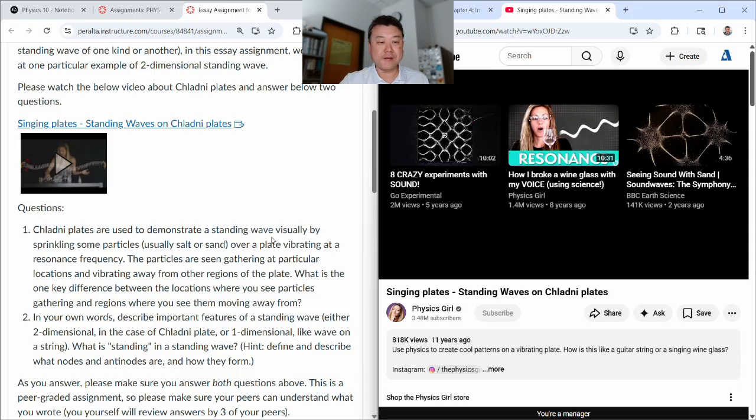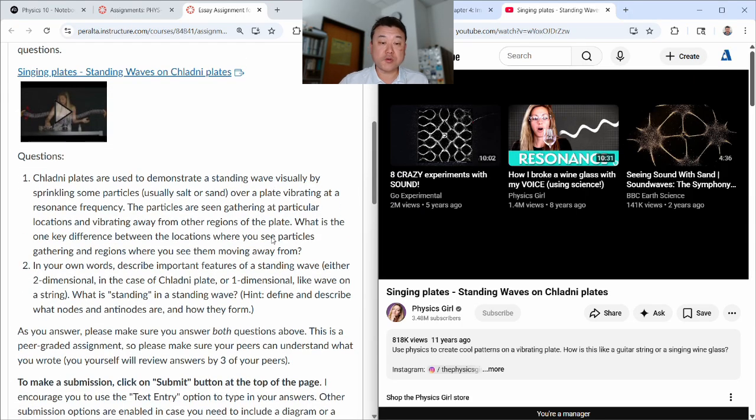So question 1. Chladni plates are used to demonstrate a standing wave visually by sprinkling some particles, usually salt or sand, over a plate vibrating at a resonance frequency. The particles are seen gathering at particular locations and vibrating away from other regions of the plate. What is the one key difference between the locations where you see particles gathering and regions where you see them moving away from? And let me bring up my model answer.